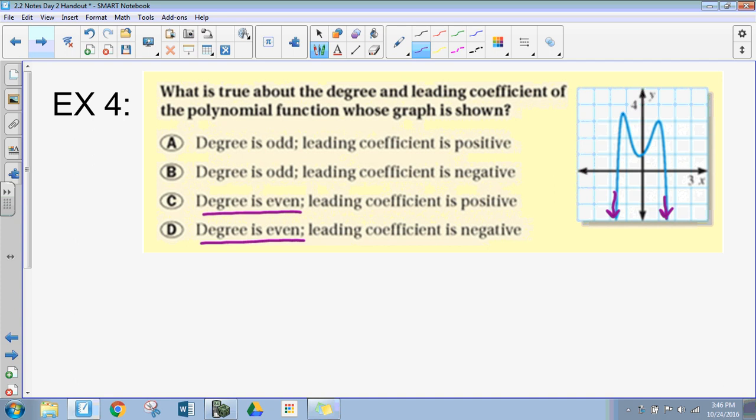Now, the end behavior is both going down. They're both going to negative infinity. So what determines which direction they're going, if it's opening up or opening down, is if the leading coefficient is positive or if it's negative. Well, if it's negative, then they're going to be going down. If you look back at your notes, you'll see that. D is your answer.